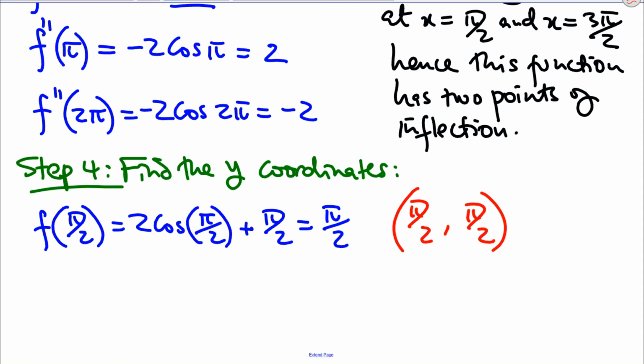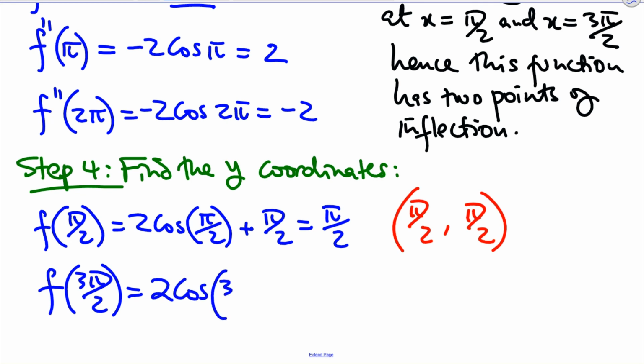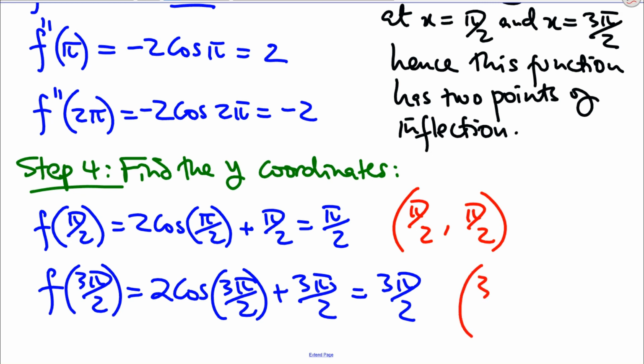The next point is f of 3 pi over 2, and it's the same thing. That will be 2 cos 3 pi over 2 plus 3 pi over 2, which will be equal to 3 pi over 2, because the cos of 270 is 0. So the coordinate here will be 3 pi over 2, 3 pi over 2. And these are the points of inflection of that function.